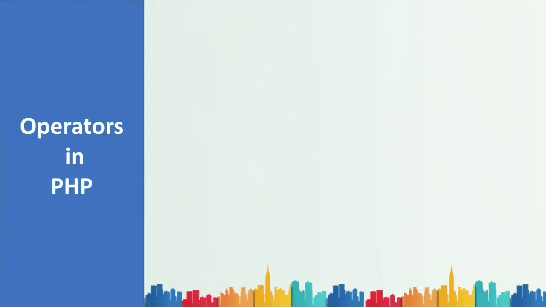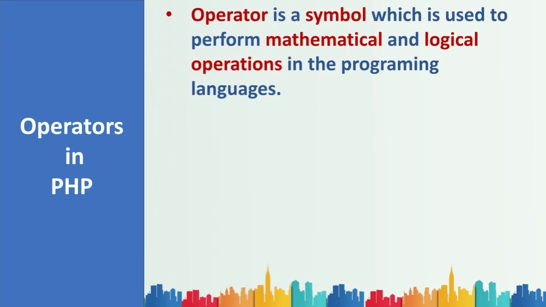Operators in PHP. First of all, what is an operator? An operator is a symbol, just a sign, but it has a specific meaning, and it is used to perform mathematical and logical operations in programming languages. We do have different types of operators in PHP. So let's see one by one.